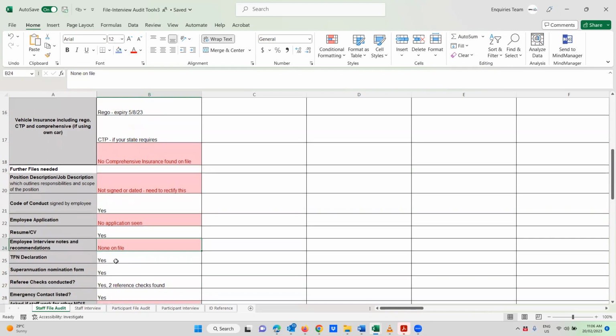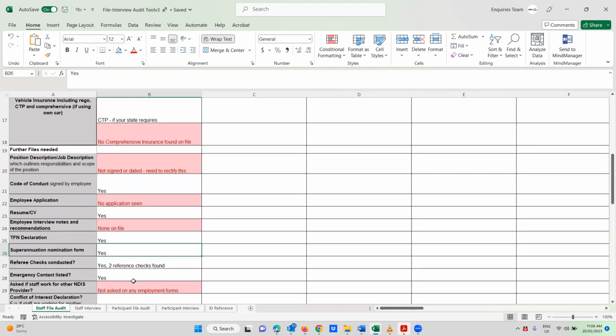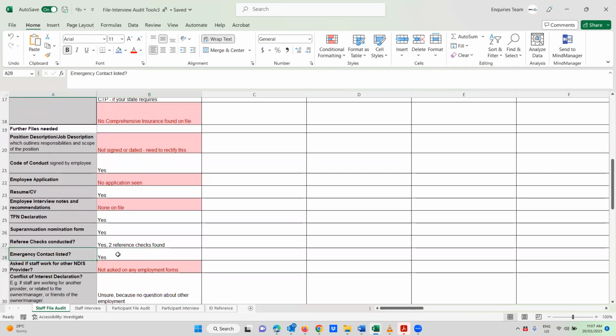Have you got their TFN? Have you got their super forms filled out? Have you done 2 referee checks? And we've said yes, they've been found. If we said no, it would go red for us. Do you have an emergency contact? Now, usually that is done in an employee application or an onboarding form, and we have to have it. By law, we have to have emergency contacts for that staff member.